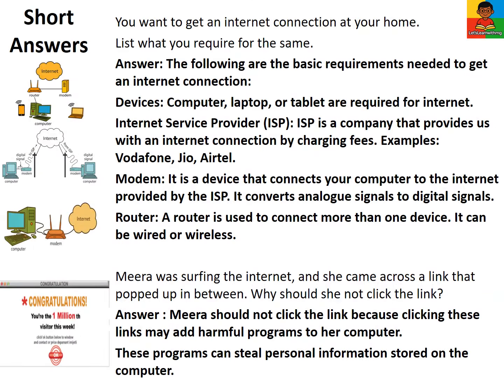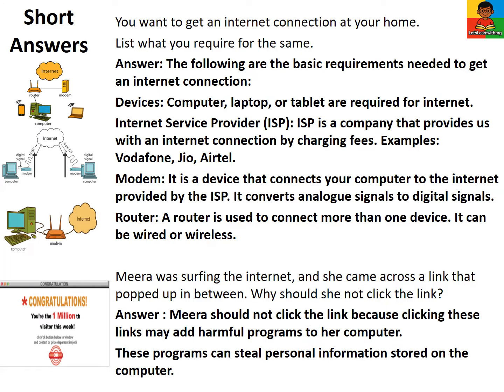Here are more short answer questions. You want to get an internet connection at your home. List what you require for the same. Answer: You need devices like a computer, laptop, or tablet, an internet service provider, a modem, and a router which can be wired or wireless.